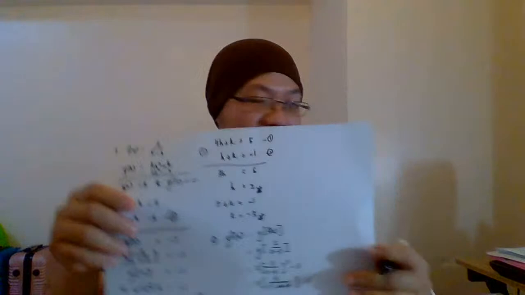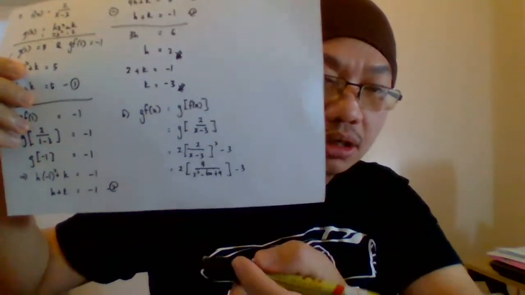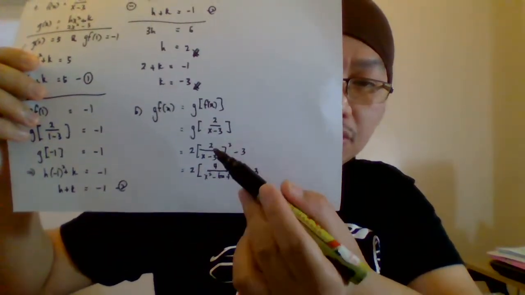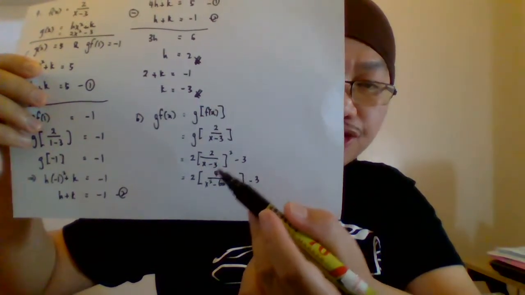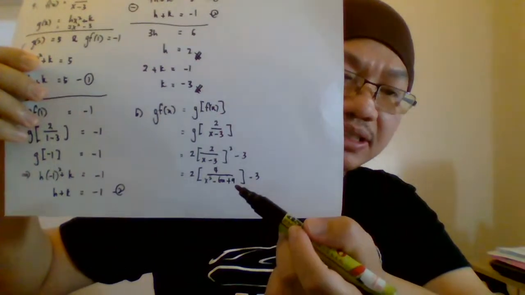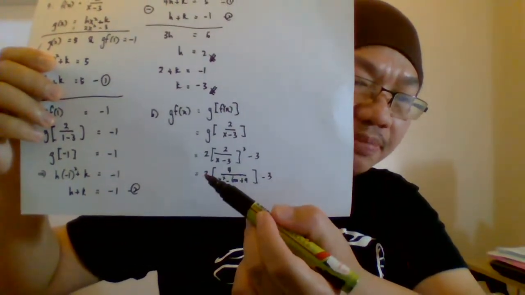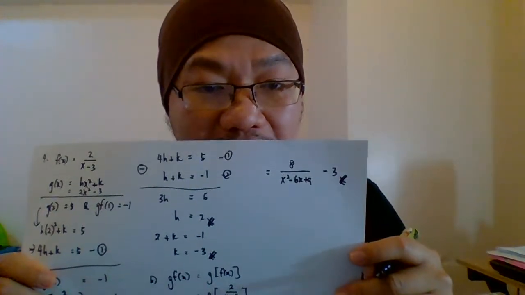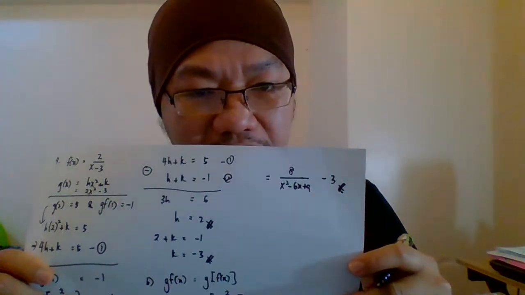Okay, you're supposed to get it like this. 2 big bracket 4, because 2 squared, and then x minus 3 you need to square. That means 2 bracket expand, it becomes x squared minus 6x plus 9, and minus 3. Now you start to expand the 2 and 4, so that it becomes 8 over x squared minus 6x plus 9, minus 3. That is after you expand and simplify.